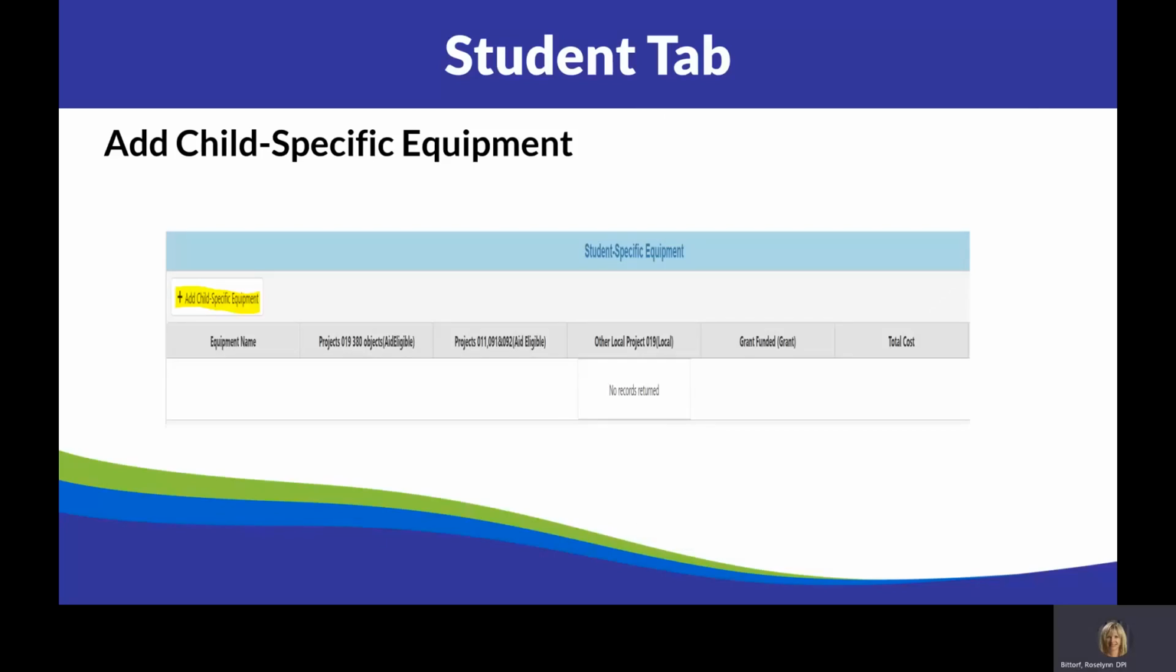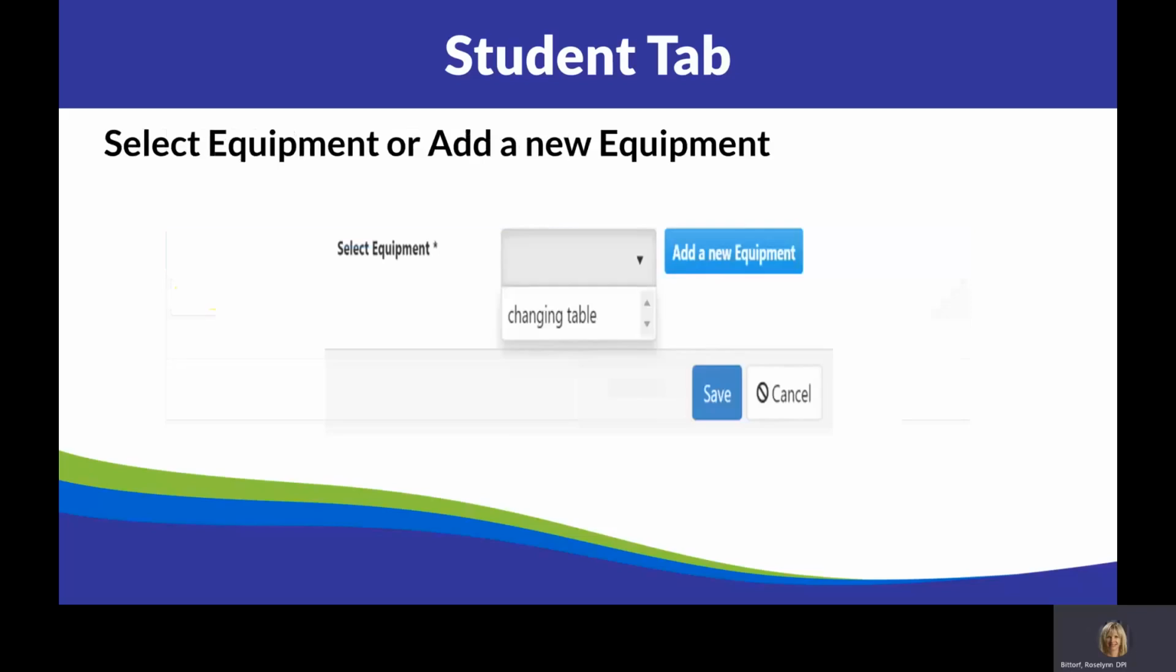Next, we will link equipment to the student by selecting the Add Child Specific Equipment. Recall earlier, we added a changing table under the Equipment tab, so that is the only piece of equipment that shows as the option from the drop-down. If we had added other equipment on the Equipment tab, those options would also appear in this drop-down. You can also see I can add equipment from this screen as well.